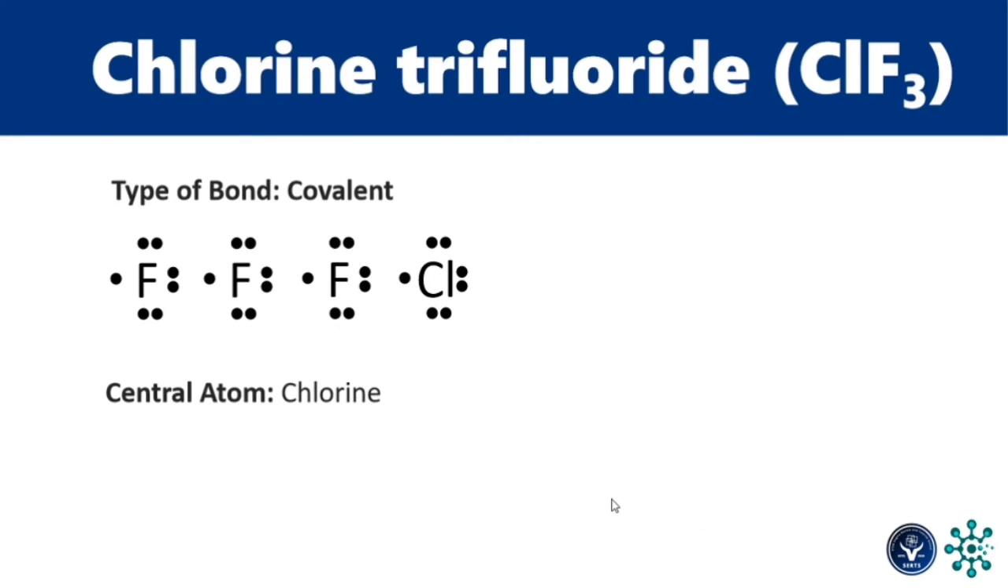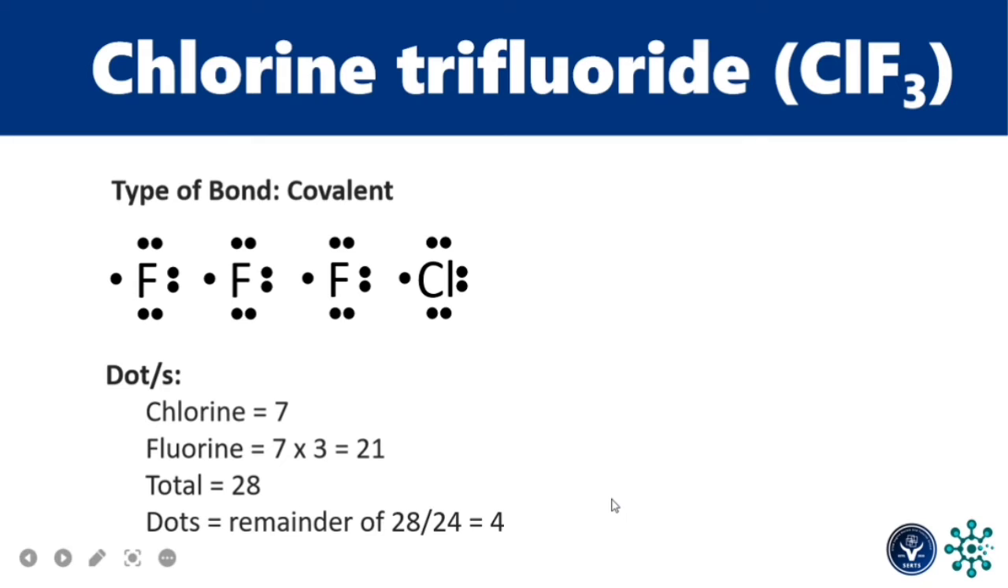Let's have an example, which is a covalent compound, chlorine trifluoride, ClF3. These are the Lewis dot symbols. We have 3 fluorine atoms and a chlorine atom. The central atom is chlorine. This is based on the techniques that we have discussed.